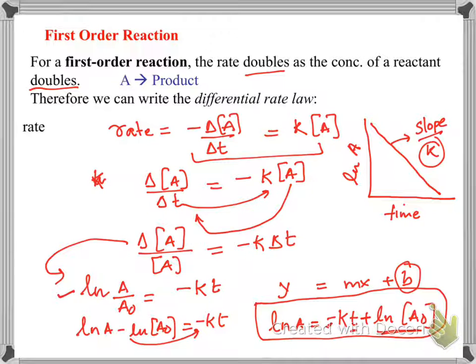So this is another way to find out whether your reaction is first order or not. You can use concentrations at different times, draw the graph between ln A and time, and if it comes out as a straight line with a negative slope, that means it's a first order reaction.